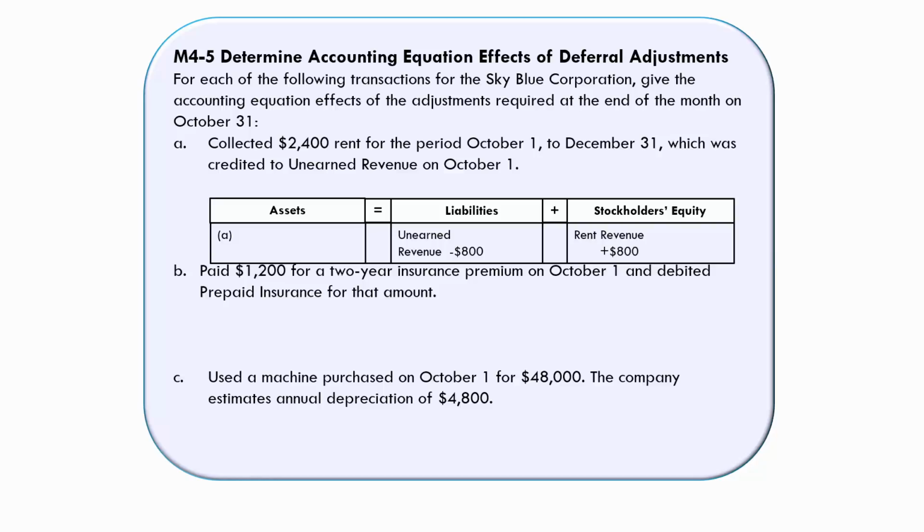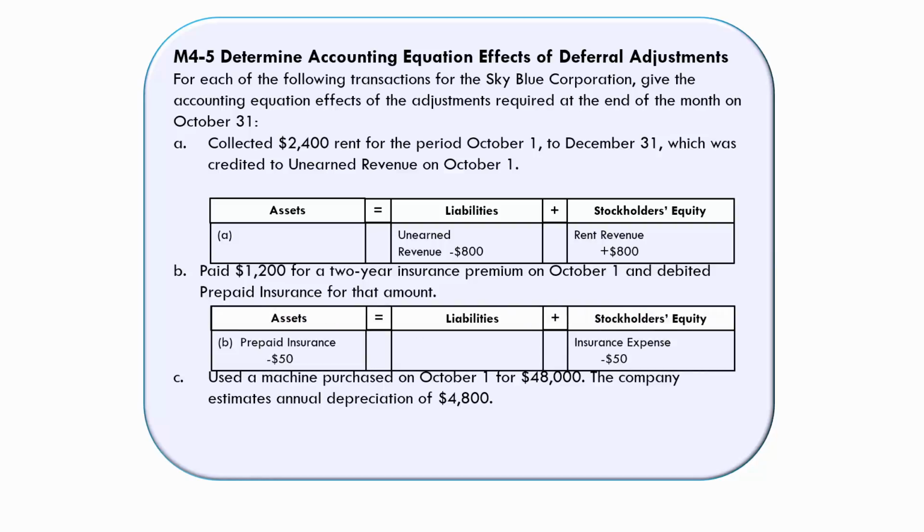Okay, in transaction B, we initially paid $1,200 for a 2-year insurance premium. This is something we are paying for insurance in some aspect of our company. We paid, so we would have initially credited cash and we would have debited prepaid for $1,200. You have to be a little careful with this one because it's $1,200 for 2 years, which means it's $600 for 1 year. If 1 month has passed, it would be $50 in insurance expense.